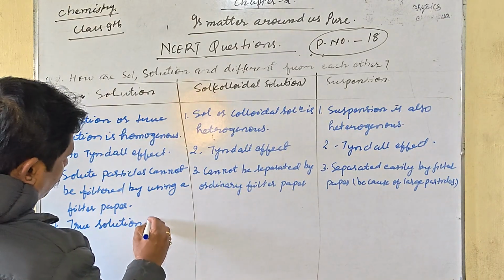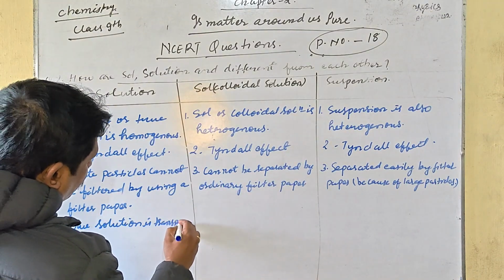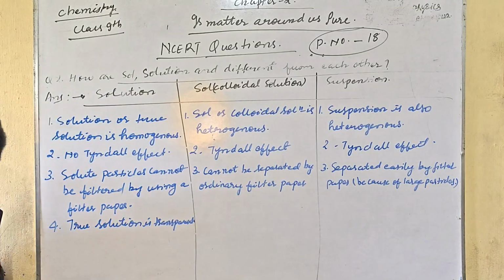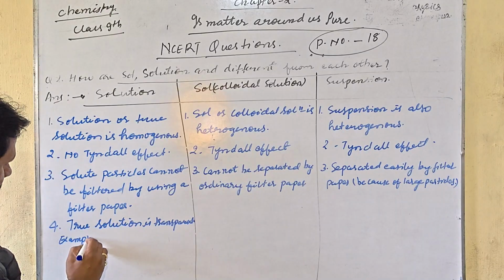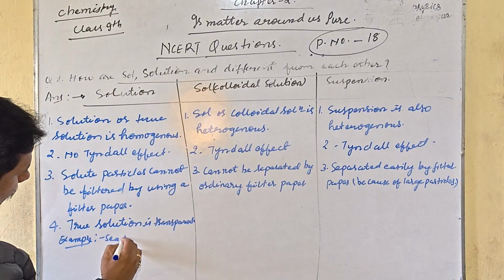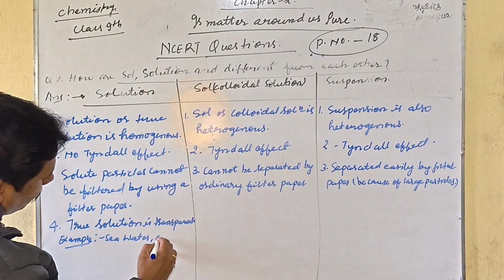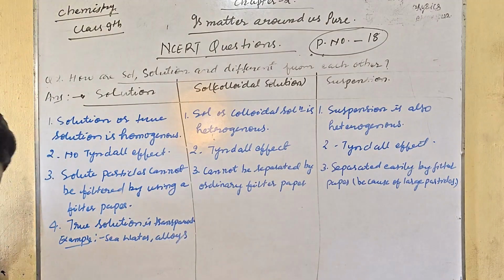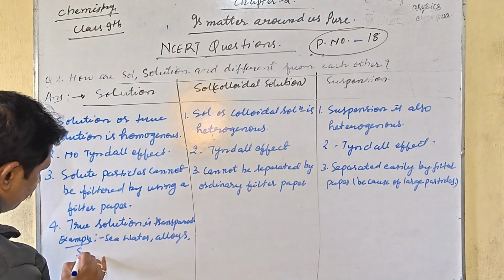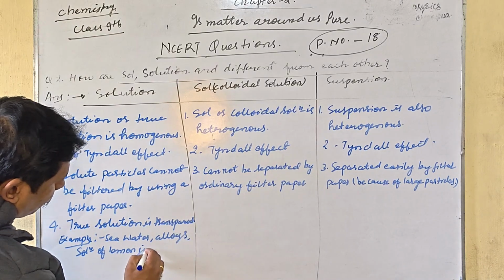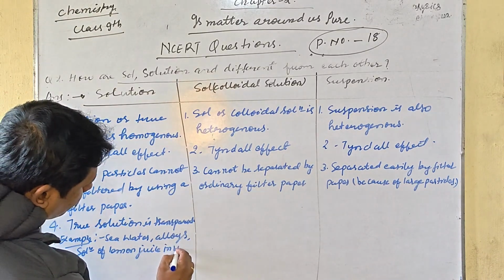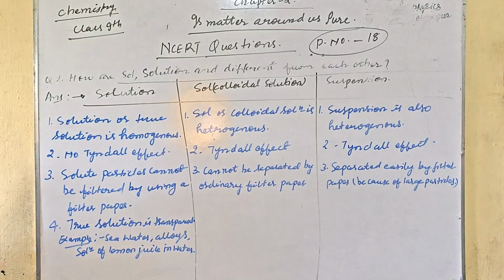Solution is transparent. For example, seawater, alloys, solution of lemon juice in water. Second is called colloidal.